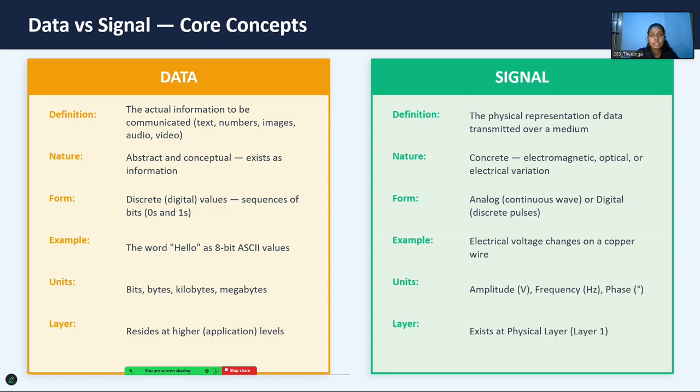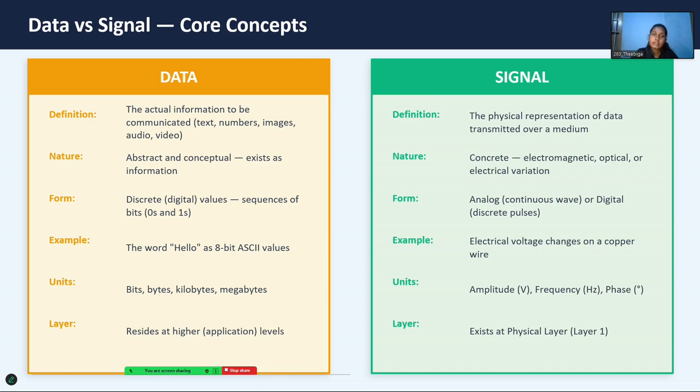A signal, on the other hand, is a physical representation of data. It travels over the medium. It is concrete and measurable: electrical voltage changes on a copper wire, light pulses through fiber optic cable, or radio waves through the air. Signals exist at the physical layer.